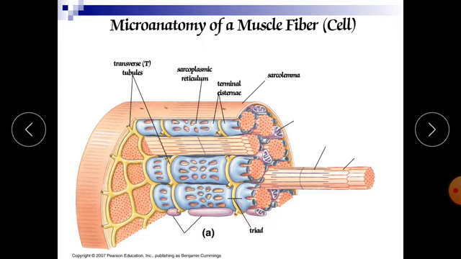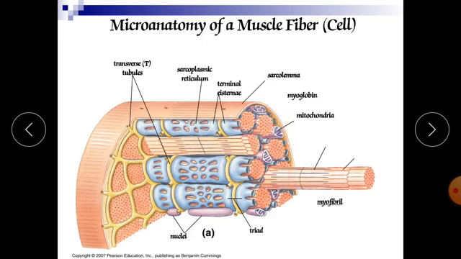Now after this triad, these are the nuclei, which you can see very distinctly. This is the mitochondria, which gives energy to the cells of our muscles. This is the myoglobin. Myoglobin is the red colored protein of our muscle, so it is called myoglobin. Almost 5% of the total protein in our muscles is myoglobin.